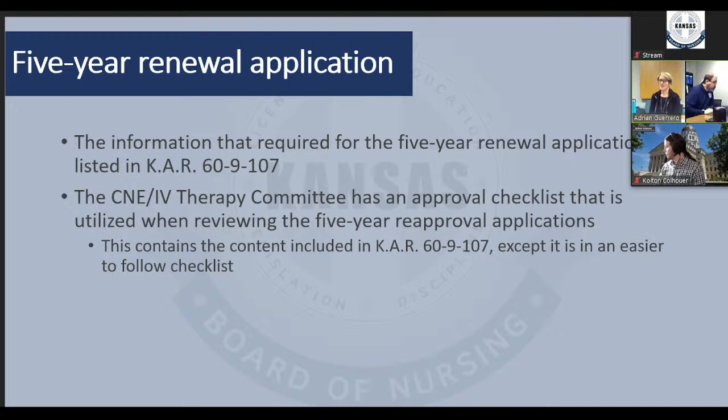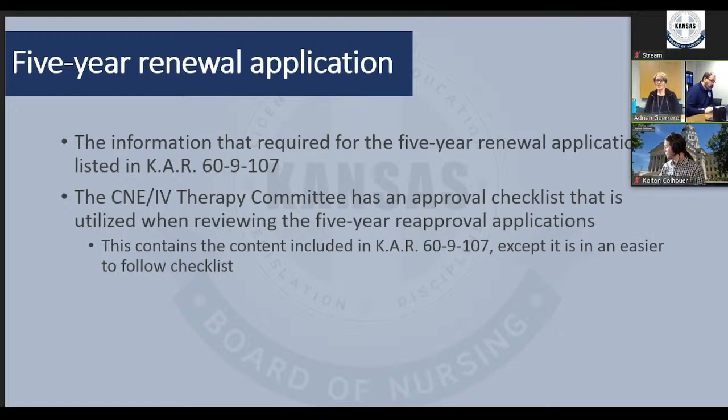Okay, the information that is required for the 5-year renewal application is in 60-9-107. That's a rather long regulation, but what we're looking for is pretty much word for word out of there. The CNE and IV therapy committee has an approval checklist. This is a checklist that I actually developed several years ago, because it's a lot easier for them if they just have a checklist that they go down versus taking out that regulation and going through every one and checking it off and stuff like that.